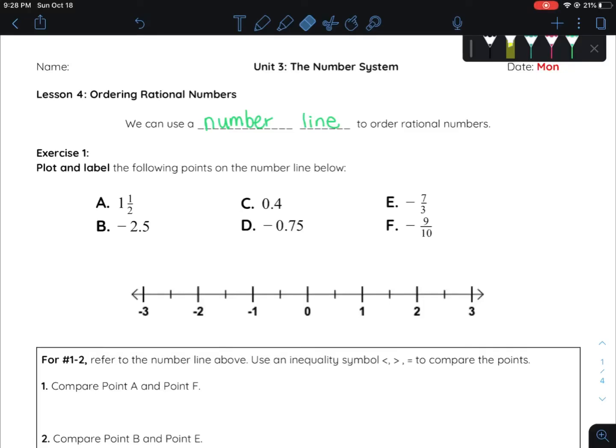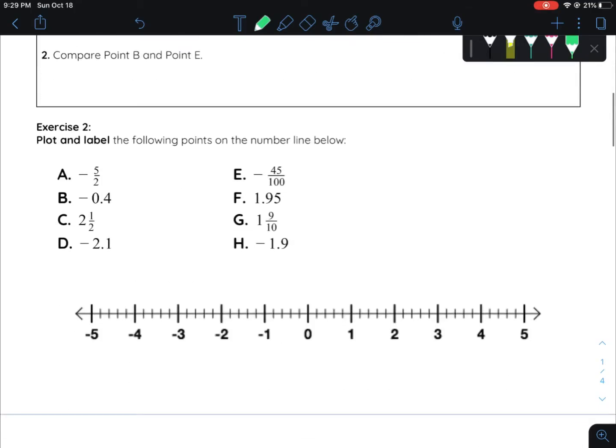For lesson 4, we'll be talking about ordering rational numbers. So rational numbers are fractions, decimals that can be written as fractions, and any of our whole numbers, integers, things like that, positive or negative. So if we want to put these in order, the easiest way to do it is to use a number line. So we're actually going to skip over this first one and go to exercise 2.